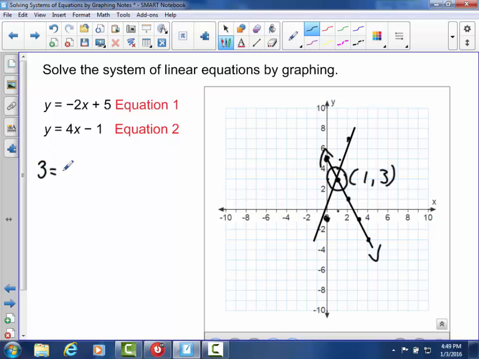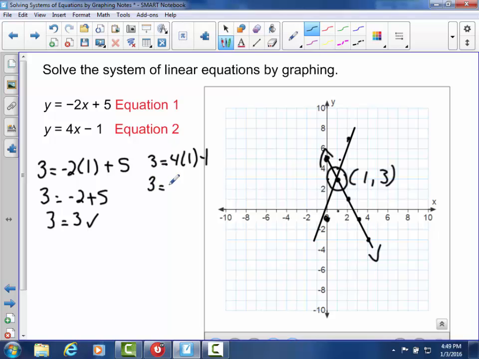So does 3 equal negative 2 times 1 plus 5? 3 equals negative 2 plus 5, so 3 equals 3. Yep, that works. Okay, and then 3 equals 4 times 1 minus 1. 3 equals 4 minus 1. 3 equals 3. That's also true. So (1, 3) is our solution.